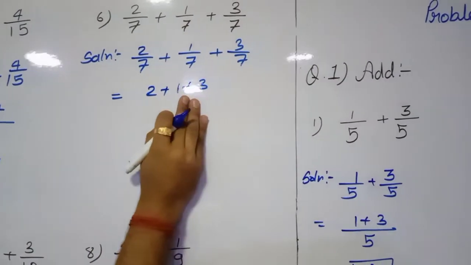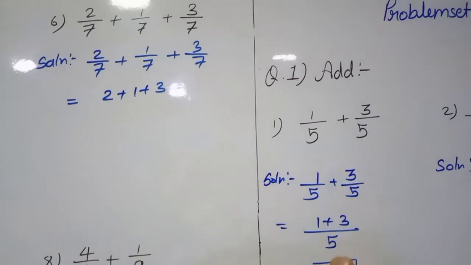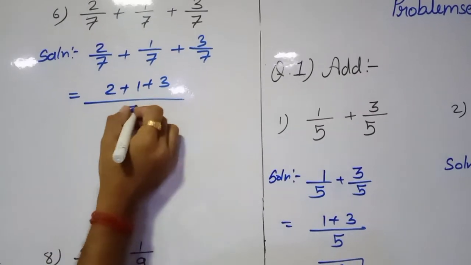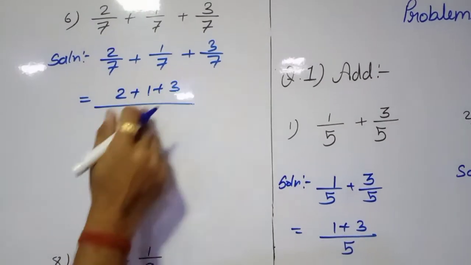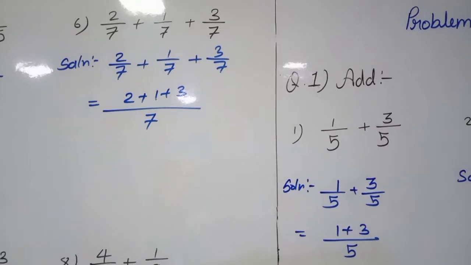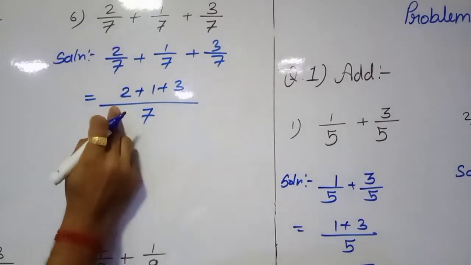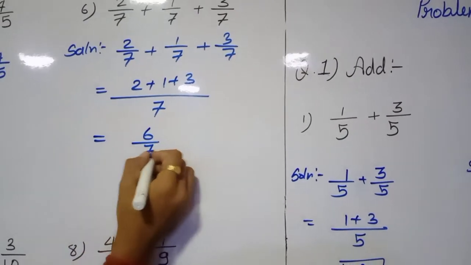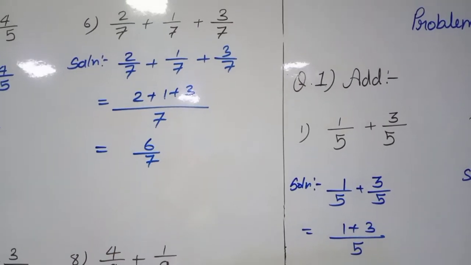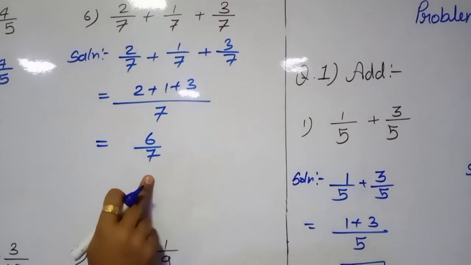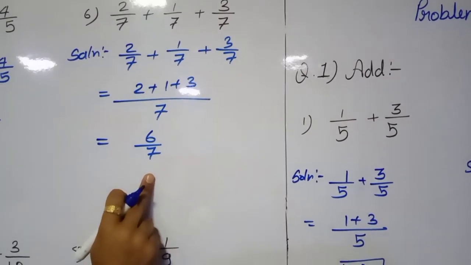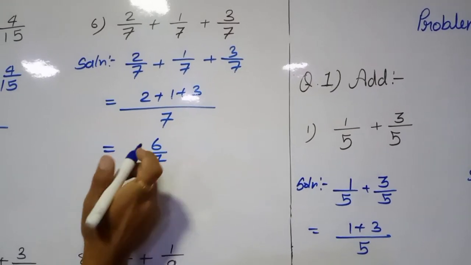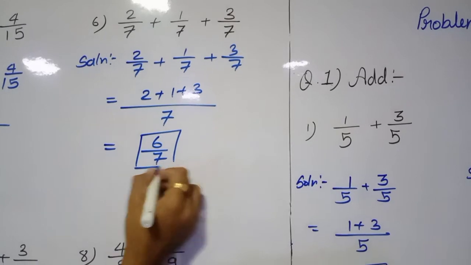The same way, if we have more than 2 fractions, all the numerators should be added like this and the denominators are the same. Commonly we have to take 7. So it will become 2 plus 1, 3, plus 3, 6, and the denominator will become 7. Is it possible to do the cancellations between 6 and 7? Is there any number of which these 2 are multiples? No. So that becomes the answer.